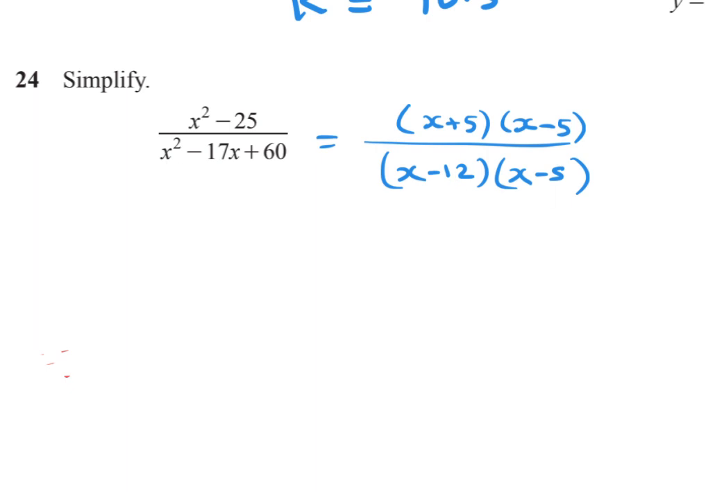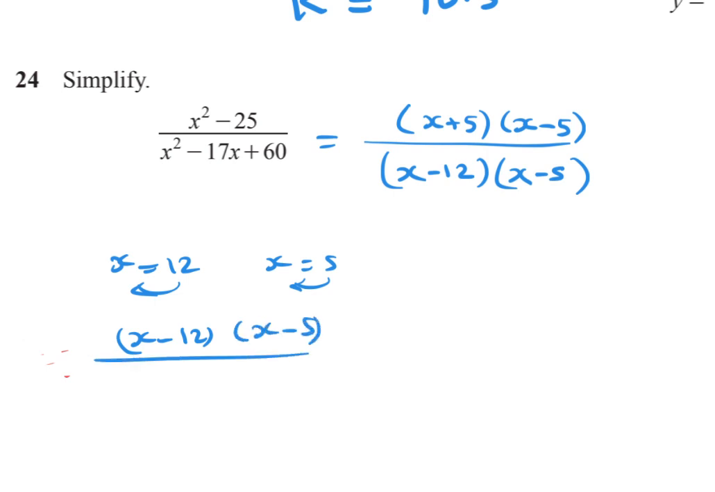Mode 5, then 3, and 1, negative 17, 60. You get two values, x equals 12 and x equals 5. So transpose 12 and 5 to the other side to get the two brackets, x minus 12 and x minus 5, just using your calculator. Now cancel the common factor. So you are left with x plus 5 over x minus 12.